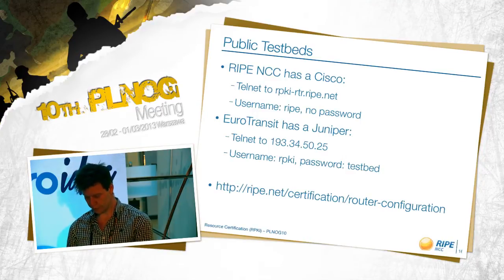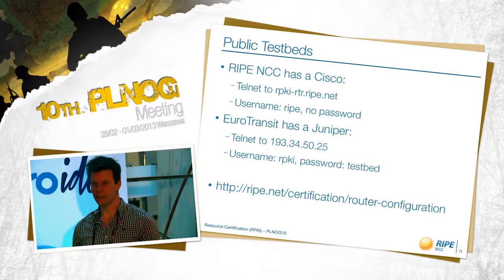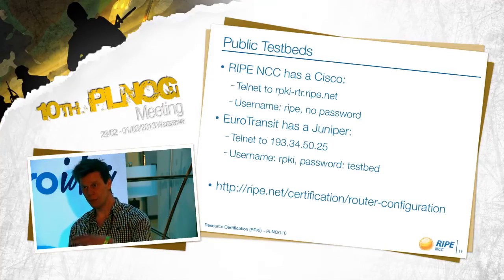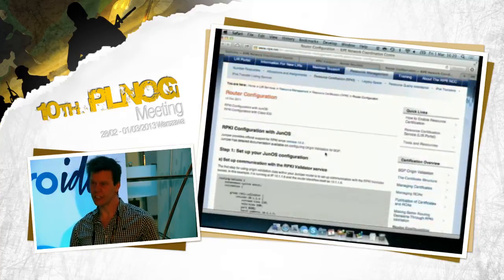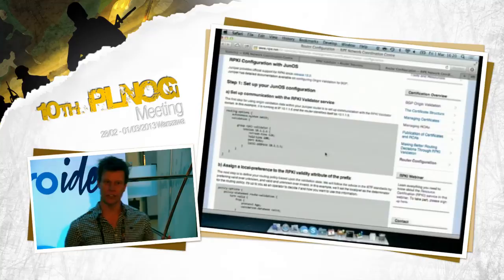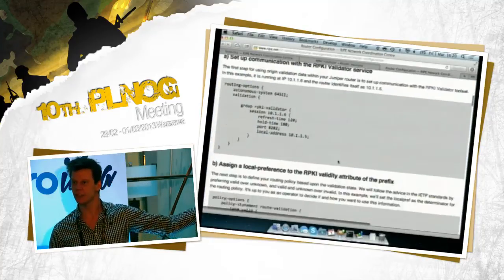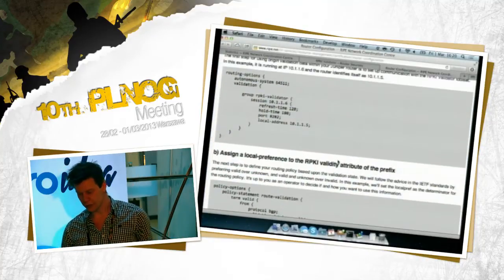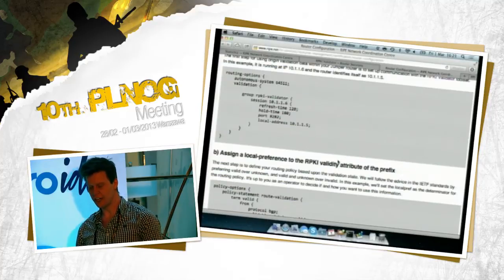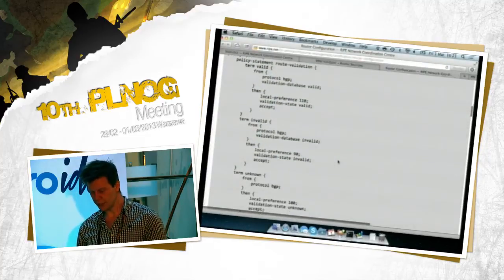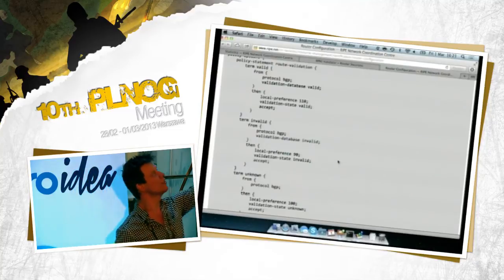First with Junos. First you set up communication with the RPKI validator service, so periodically it gets all of the validated cache. Then you assign a policy, and that policy example that I gave you for Cisco, this is how you would essentially do the same thing for Juniper. So you say, if the validation state is valid, then set my local preference to 110. Then you configure your BGP neighbors and peers, and then you can start checking whether it's actually working.